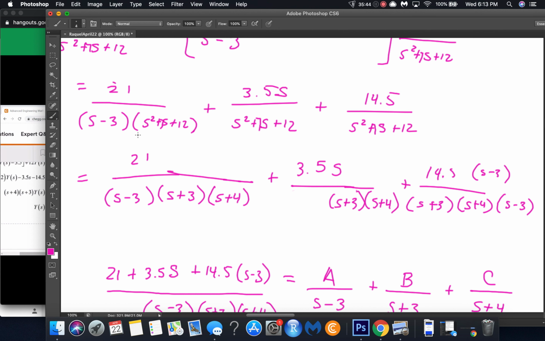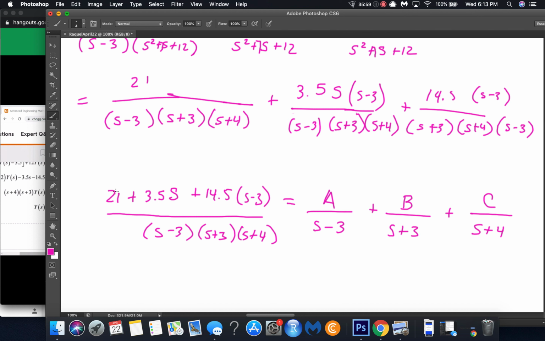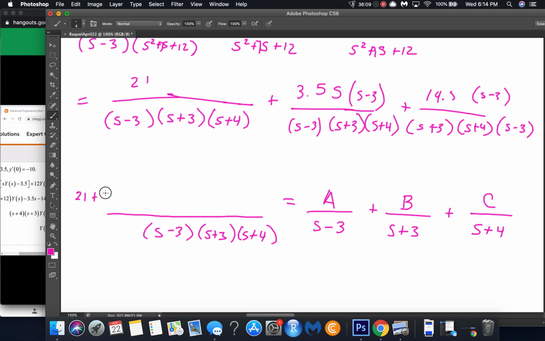Okay. So now to add that to the equation, I'll have to multiply like this. What they did is they did it separately, each one individually. I'm going to do them all at once. It's up to you how you want to do it. It's going to give you the same outcome. So let me put that factor in. So it's going to be 21 plus 3.5 s times s minus 3, and then plus 14.5 times s minus 3.